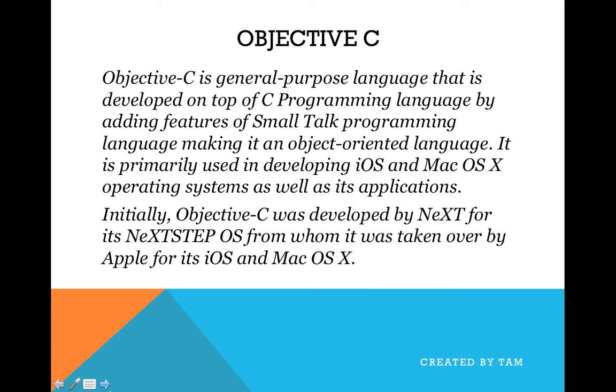Objective-C. Objective-C is a general-purpose language that is developed on the C programming language by adding features of the Smalltalk programming language, making it an object-oriented language. It is primarily used in developing iOS and macOS operating systems as well as their applications. Initially, Objective-C was developed by NeXT for its NeXTSTEP OS, from whom it was taken over by Apple for its iOS and macOS X.